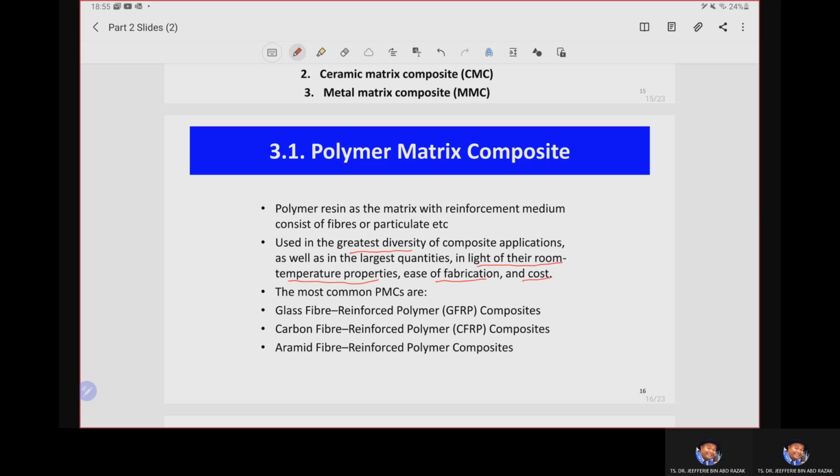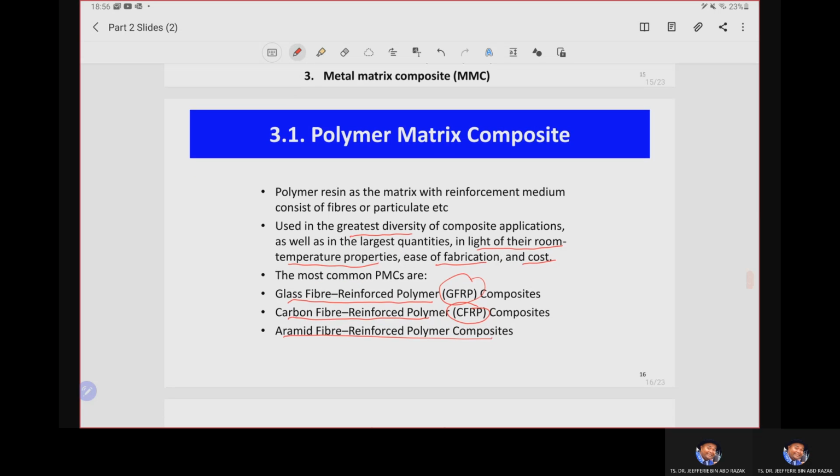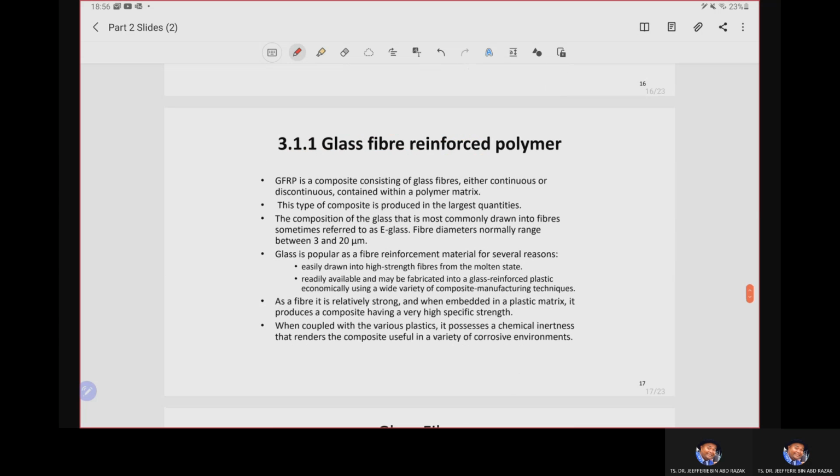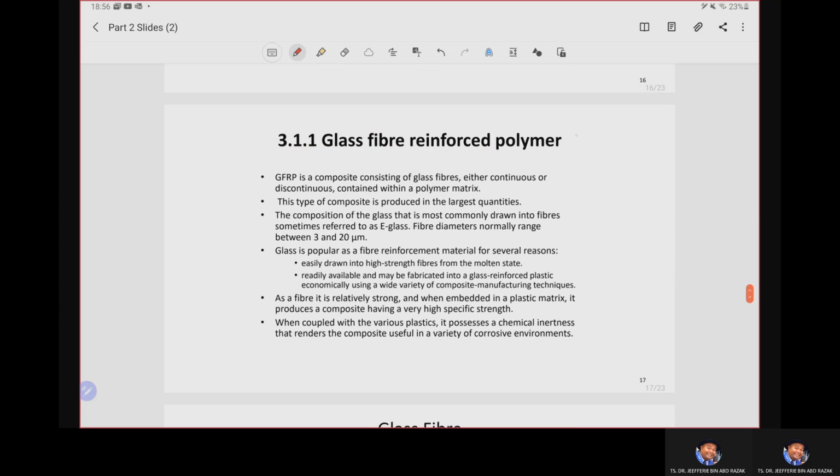So the most important common PMCs are glass fiber reinforced polymer, GFRP, carbon fiber reinforced polymer, CFRP, and then the aramid fiber reinforced polymer, AFRP. All these PMCs are reinforced with high performance fibers made up from glass, carbon, and polymer-based aramid. So for the PMC GFRP, this is the GFRP in short.